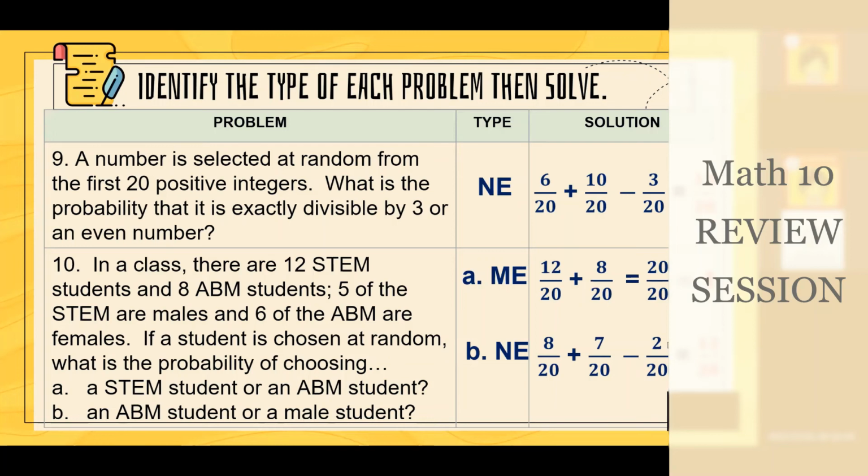So, it's NE, 2/20. Nagets ba why 2? Kasi there are 2 students na male and at the same time ABM siya. So, that's why there are 2 common here. So 8 plus 7, that's 15 minus 2, 13/20. So we cannot reduce it anymore to lowest term. So it's the same as number 9 na, nagkataon lang yan, pero hindi palaging the same yan.